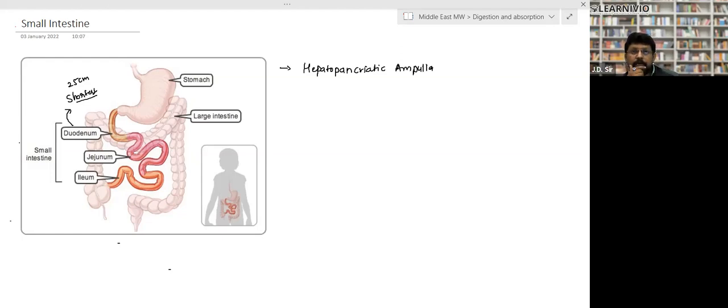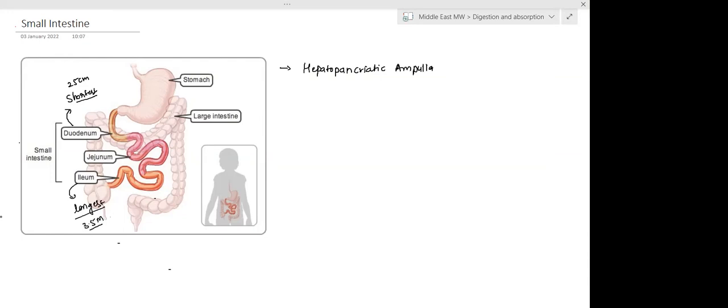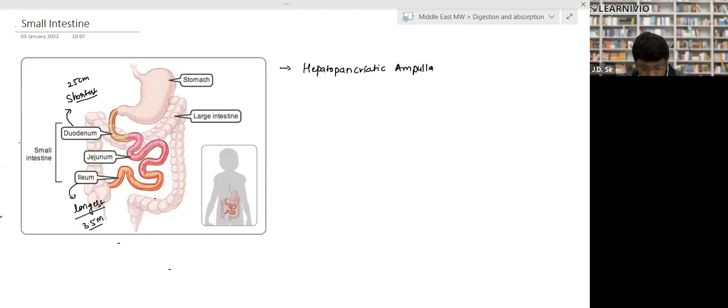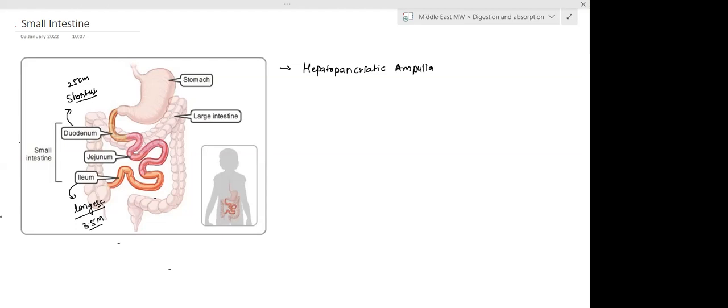Next, ileum. It is the longest part of the small intestine. It is 3.5 meter long. It has a diameter of 3.5 centimeter.